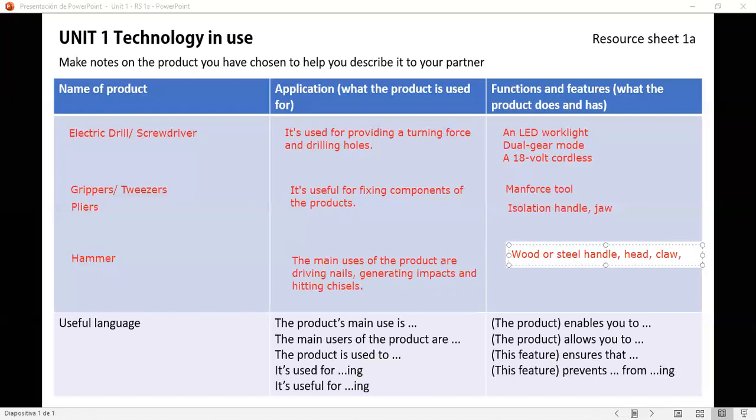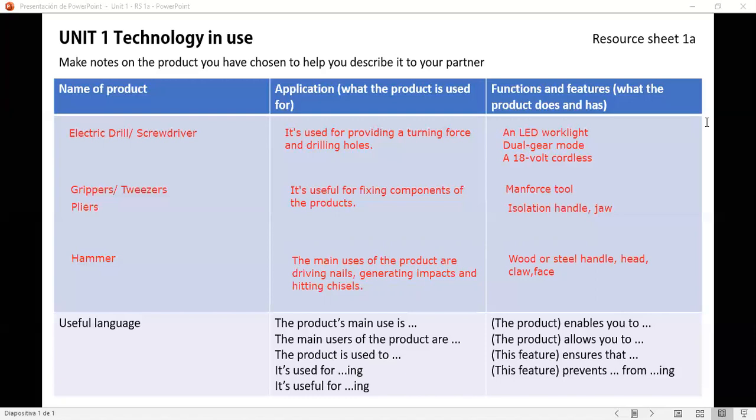And on the other, you have the face. That's the part that you use to push. Well, not to push, but you have to impact or hit something. Exactly. Face, claw. So these are the parts of the hammer in this case. Very good. Okay, great. So that's the main idea.